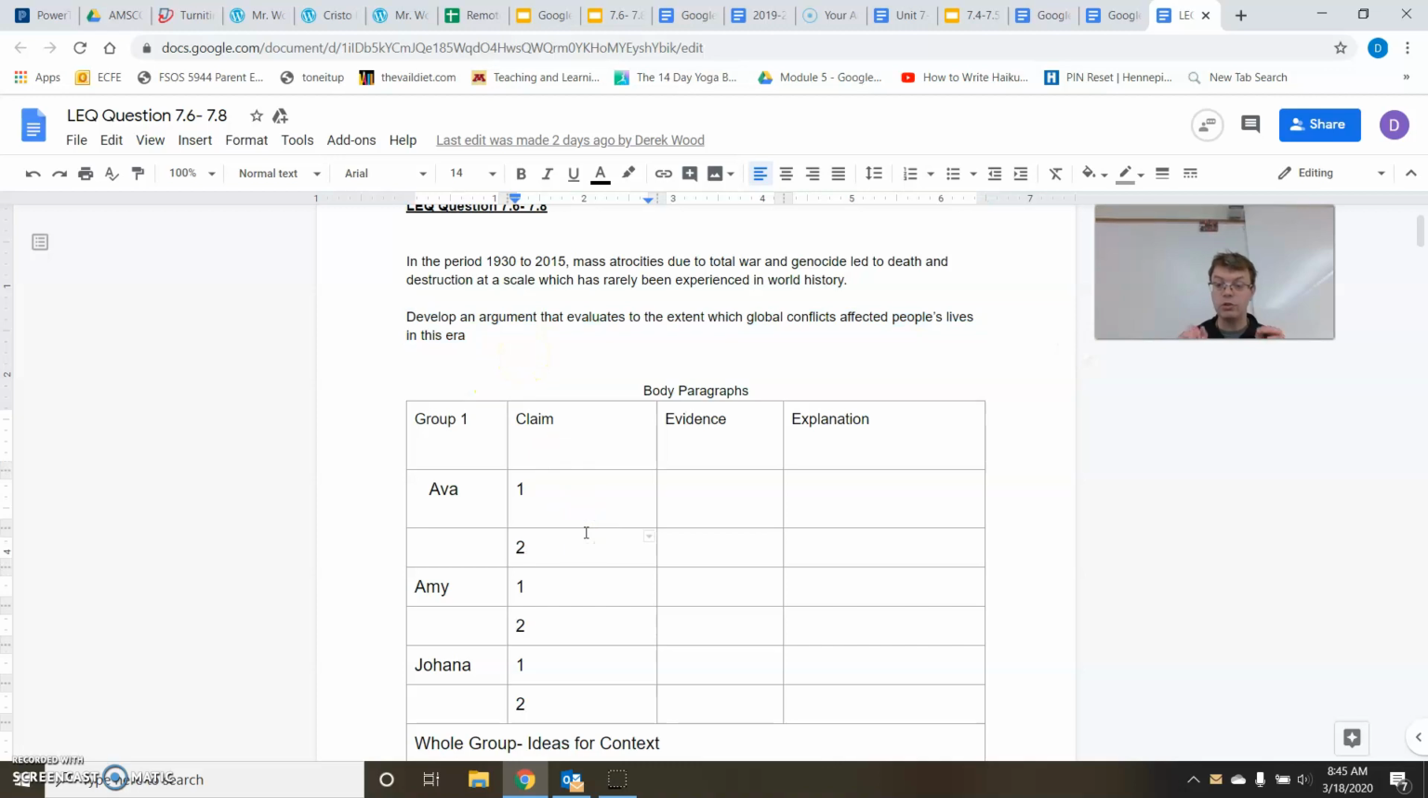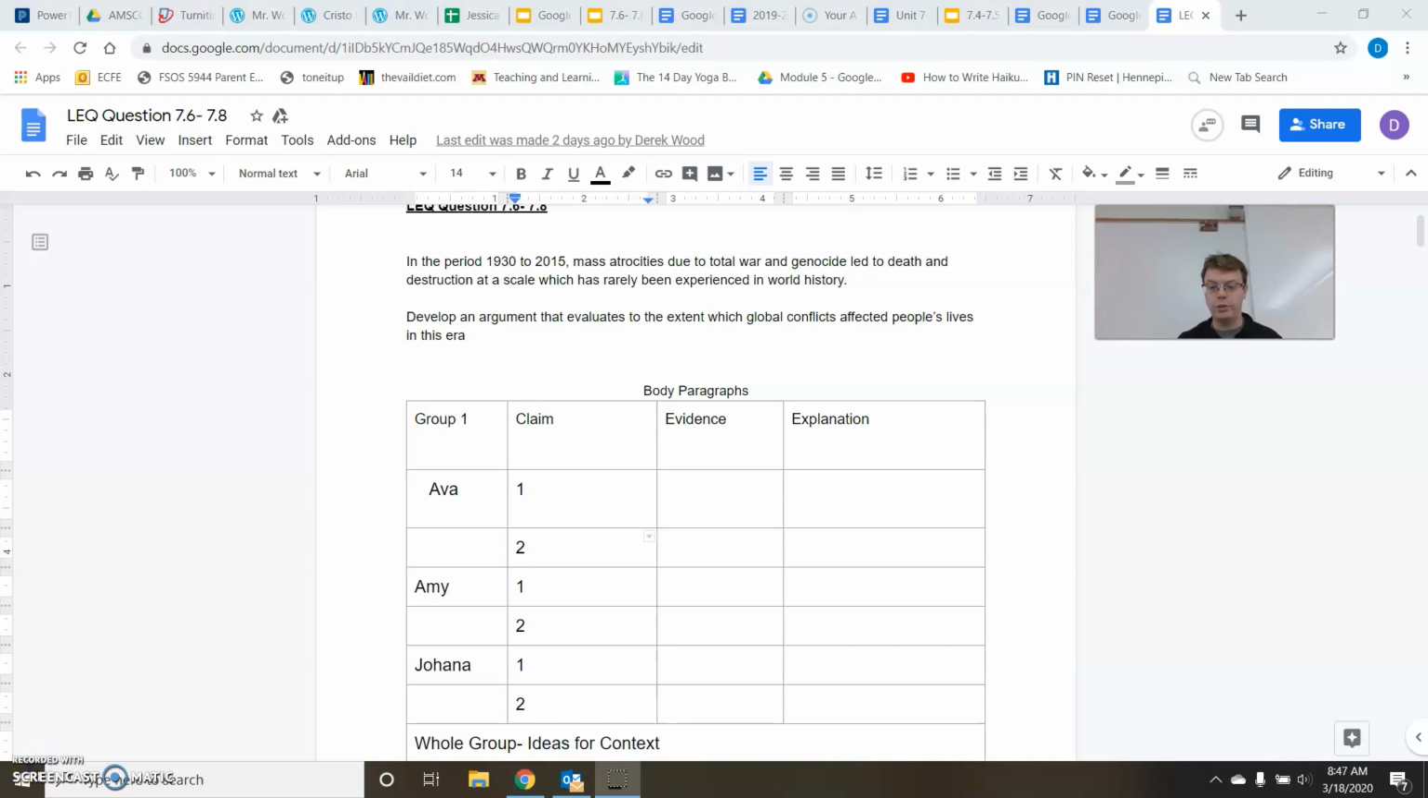I'm going to tell you something. If you're totally confused on this, it's okay for you to read other people's claims, evidence, and explanation, and adapt it and make it your own. But let me give an example of a possible claim that I could put for this. Which global conflicts affected people's lives?